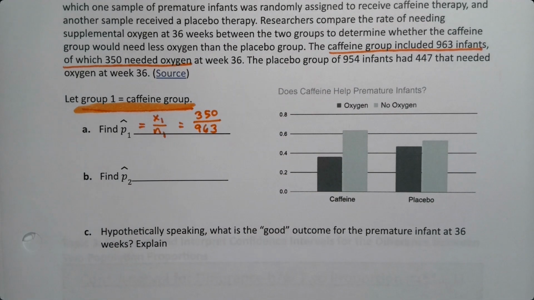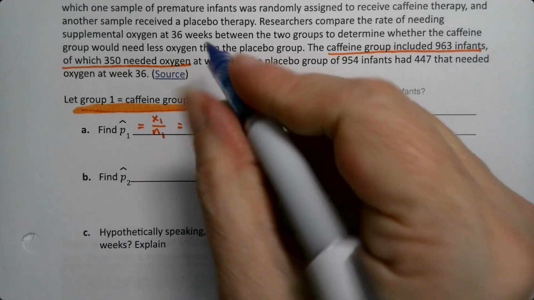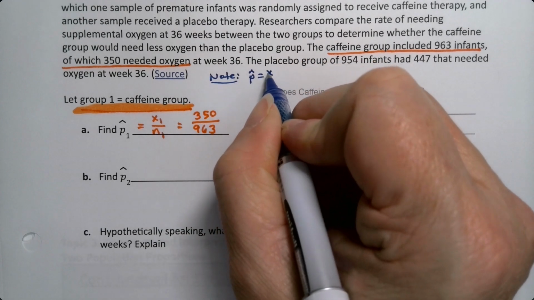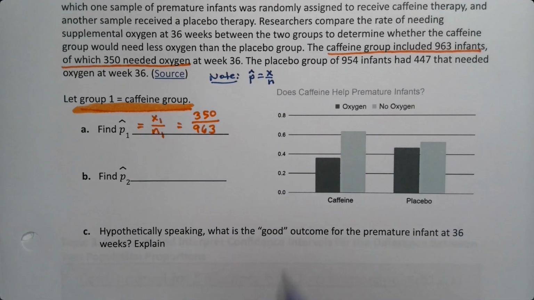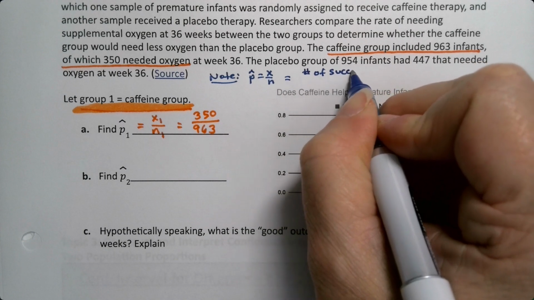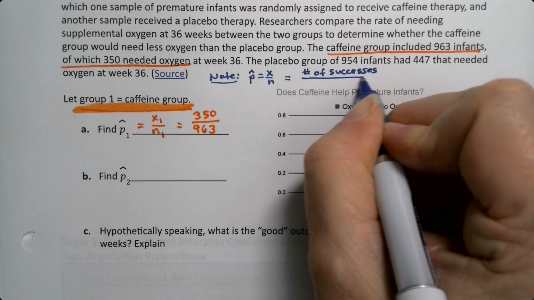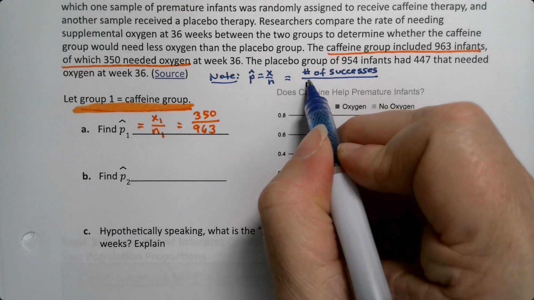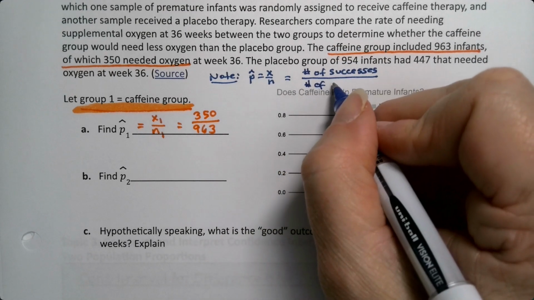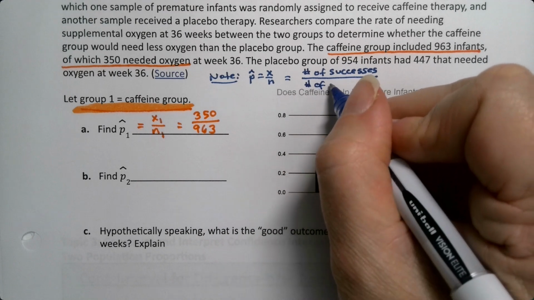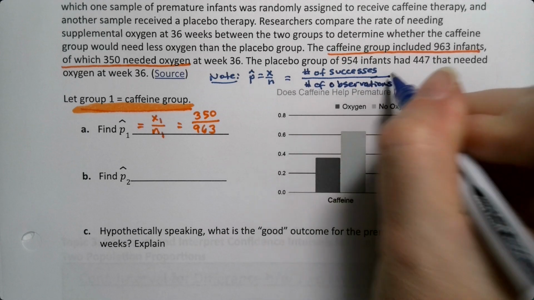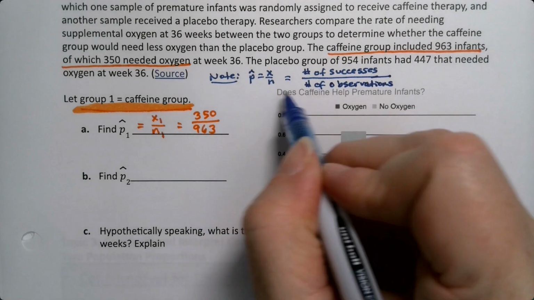And actually, in this case, let me just do a quick review. Let me make a note here. P hat is x over n. We learned that in chapter 6. But let me just remind you, X is the number of successes. N is the number of, in chapter 6 we called it trials because we were working with a binomial probability distribution, but in later chapters we called it observations. It's the sample size. Okay, so that's just a little review of those topics.